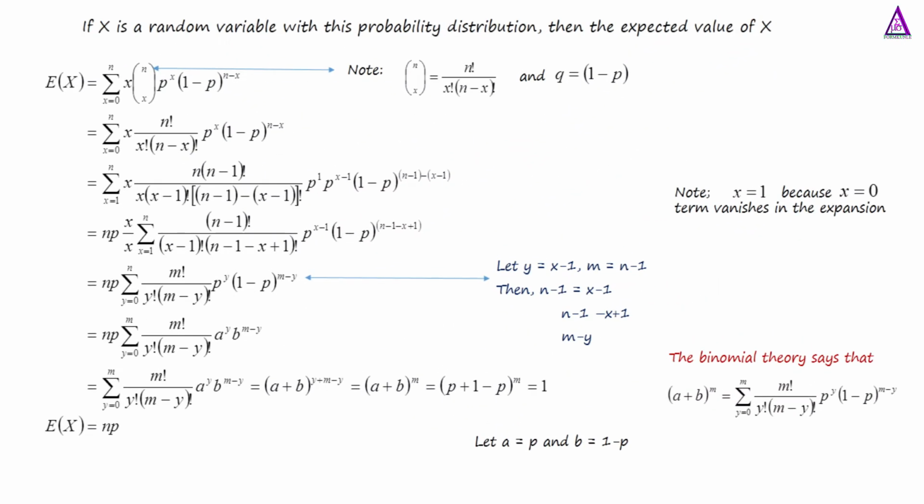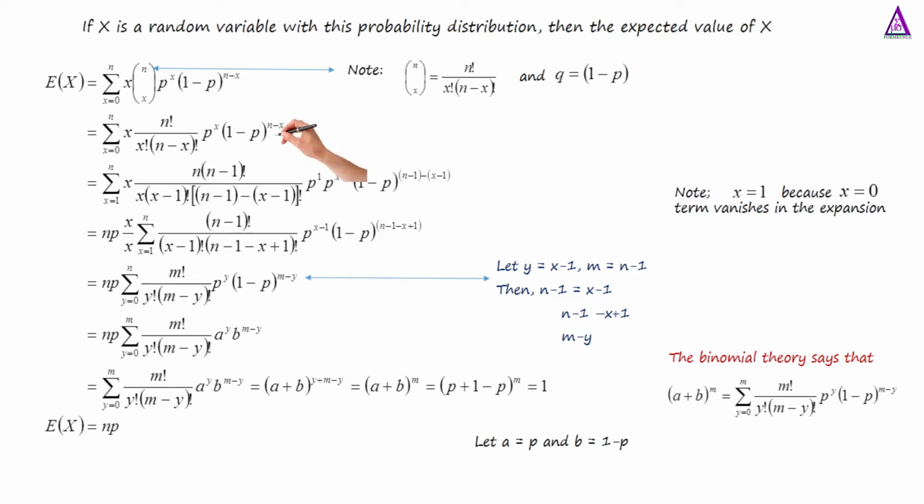Proving. If x is a random variable with this probability distribution, then the expected value of x is given as the expected value of x equal to the summation of x, ranging from 0 to n, of x times the probability distribution function of the binomial distribution, which is this, where n combination x is defined as this. And don't forget, our q equal to 1 minus p anytime we have q.